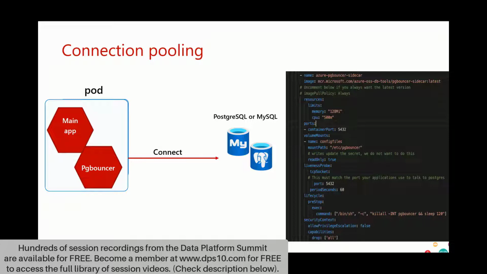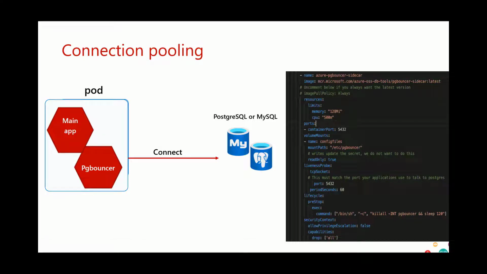PG Bouncer is a community-based tool that allows you to do connection pooling. It's pretty lightweight. It can be installed on a virtual machine or on AKS. When the application wants to make a connection request to the database, it connects to the PG Bouncer proxy first, and then PG Bouncer in turn tries to connect with the actual database server. You can define the maximum number of connections and the default pool size for PG Bouncer in the configuration settings. Microsoft has published a PG Bouncer sidecar proxy image that's publicly available.